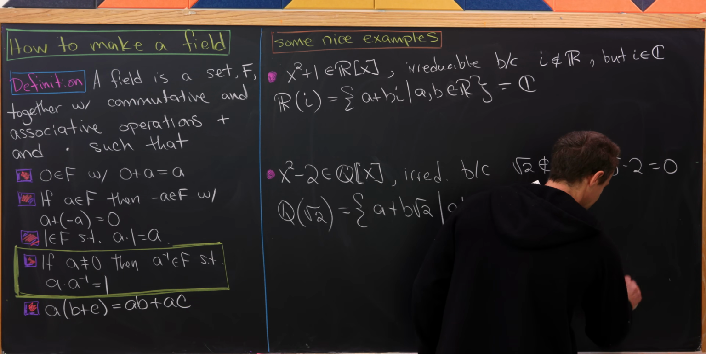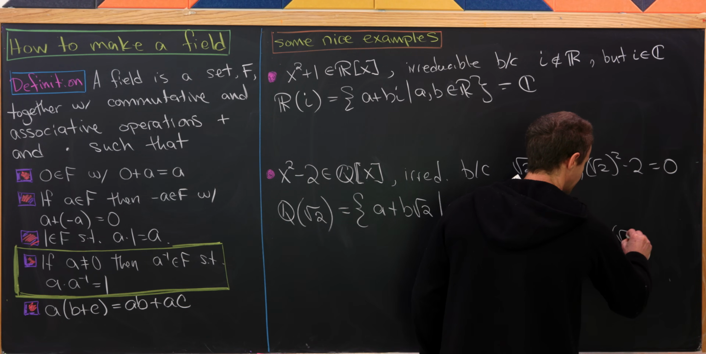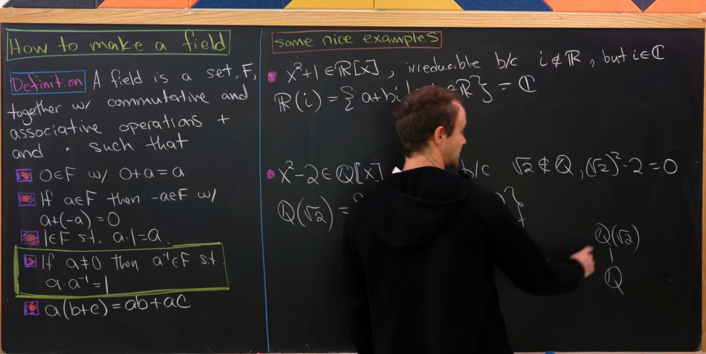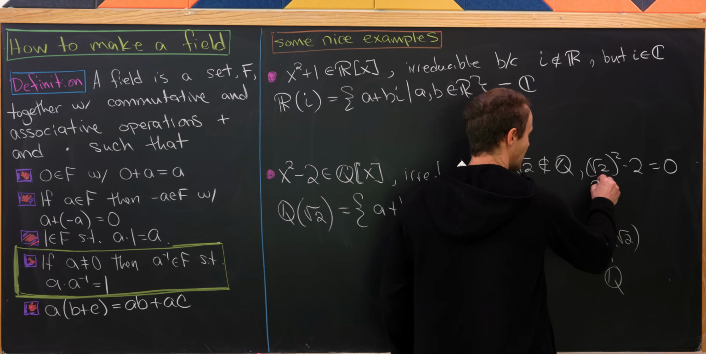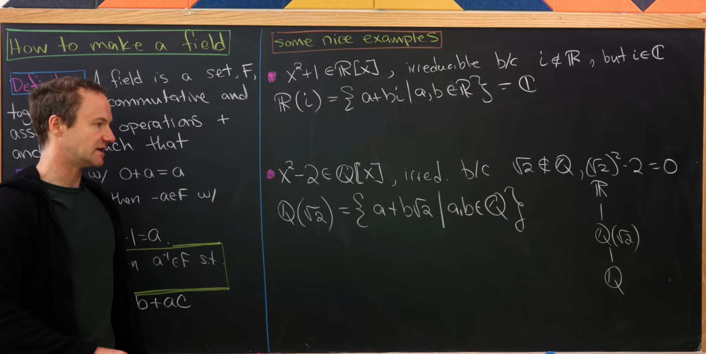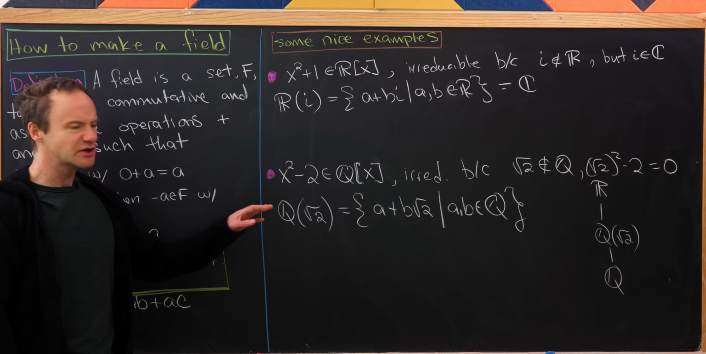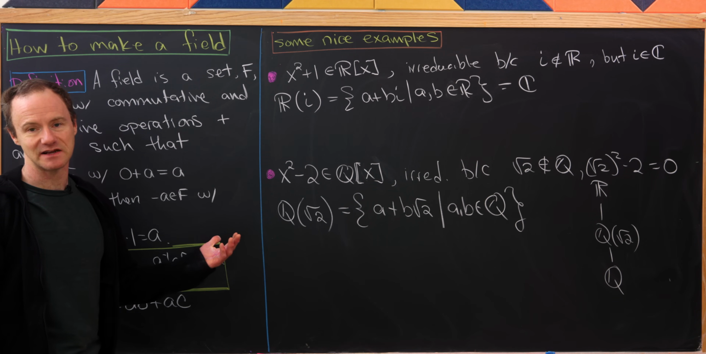Sometimes we draw this kind of tower of fields diagram. So we've got Q, and then above it is Q adjoin root 2, and then way above that is R, and then even further above that would be C. So that's a pretty common diagram actually. And now let's go ahead and check that this has an inverse.